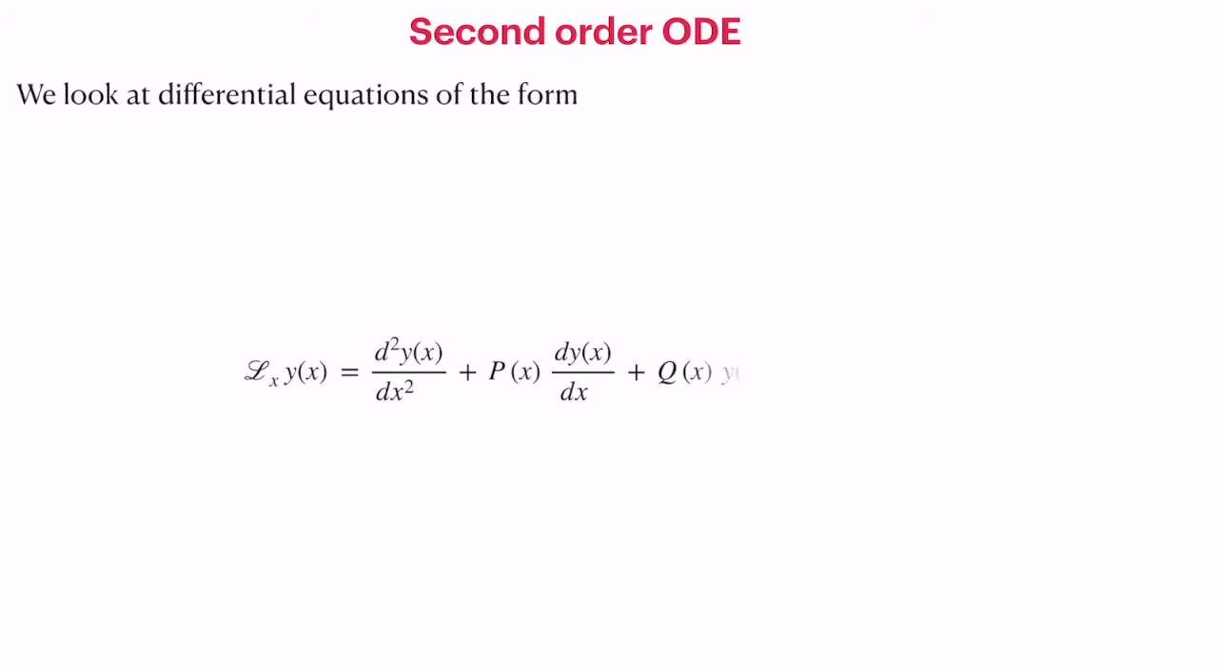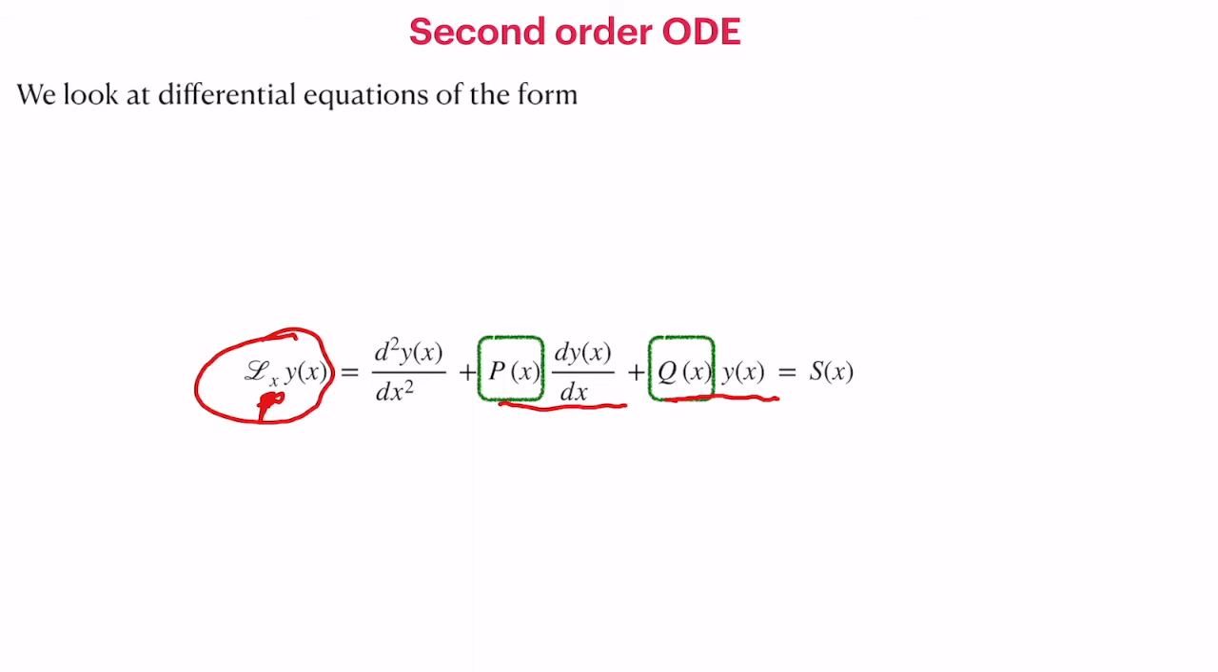We often look at the differential equation of the form L y equals s of x. This is a compact notation for the differential operator in the variable x, which is operating on the dependent variable y. That is, in this case, we are looking at the differential operator of the form d squared y by dx squared plus p into dy by dx plus q into y is equal to s of x.